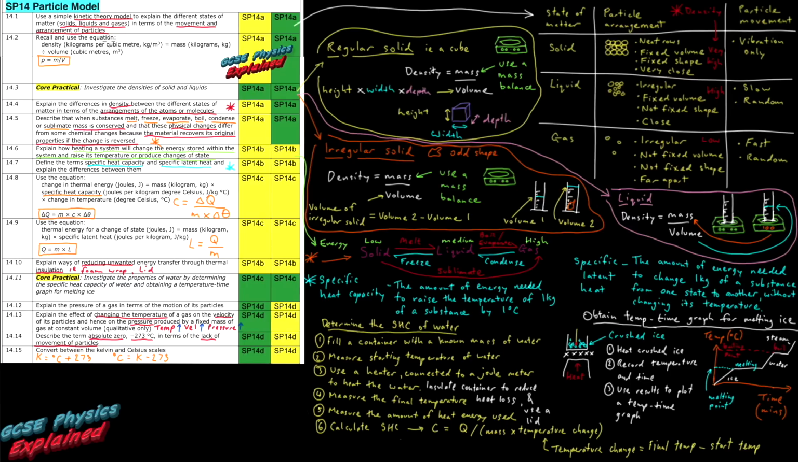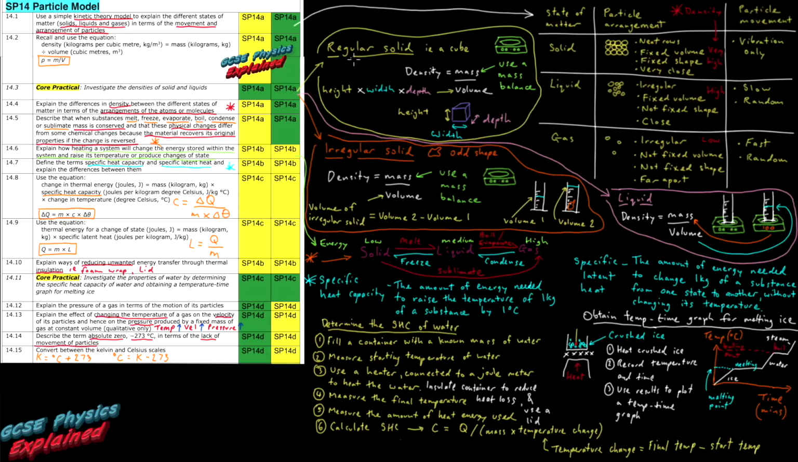Recall and use the equation. Density equals mass divided by volume. So we use a wiggly P for density, M for mass, V for volume. Core practical. Investigate the densities of solids and liquids. Now this is going to be one of the core practicals, so it's worth 6 marks. So let's have a good look at this.